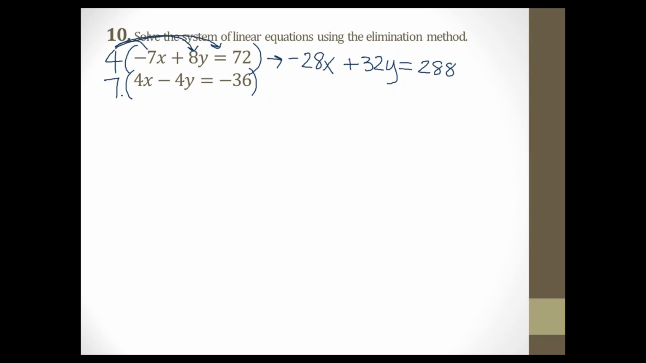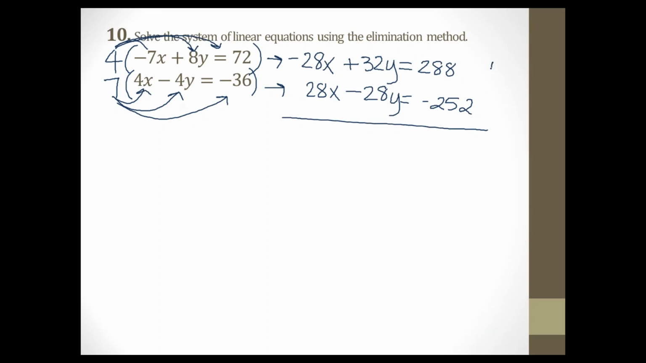So now we're going to do the second equation. 7 times 4x is +28x. 7 times -4y is -28y. And then 7 times -36 is going to be -252. Okay, so now you can see I have opposite signs, opposite coefficients in my x terms. So I can now add these equations and then I will eliminate the x terms.